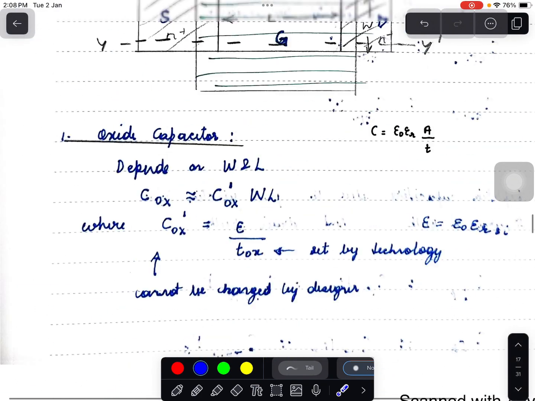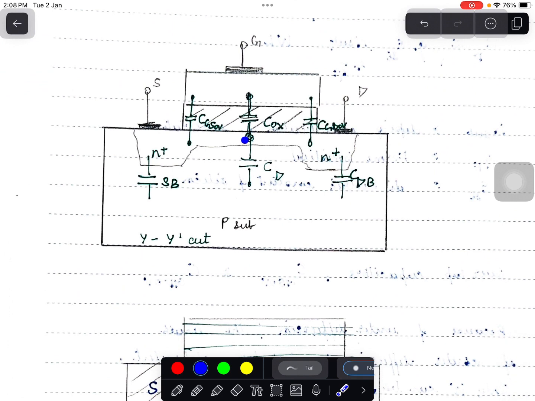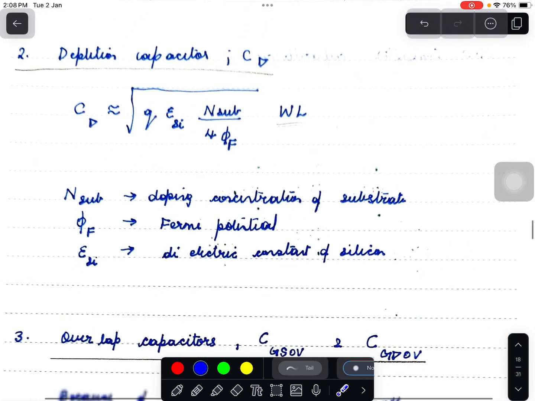Next we have the depletion capacitor. The depletion capacitor is the capacitor formed here between the channel and the P substrate, and it is given by the above equation. CD equals square root of q times epsilon of silicon times N sub divided by 4 phi F, times W times L, where N sub is the doping concentration of the substrate, phi F is the Fermi potential, and epsilon Si is the dielectric constant of silicon. So here again the depletion capacitor is dependent on the width times length.